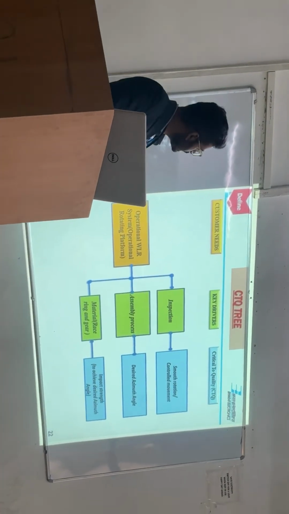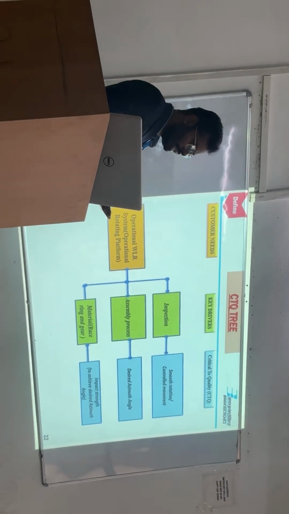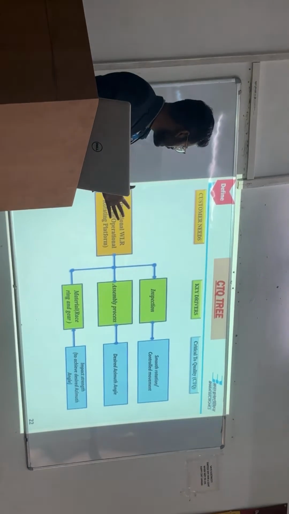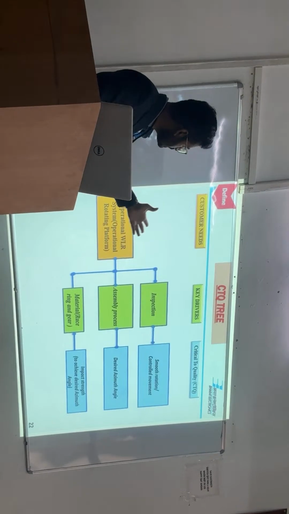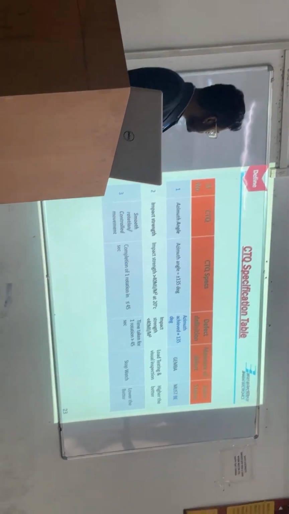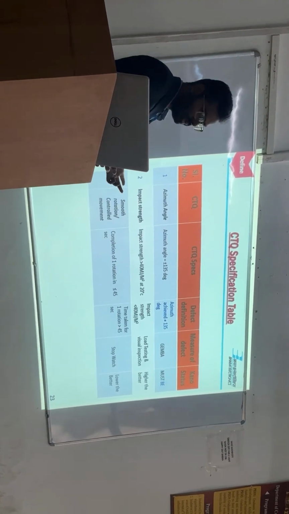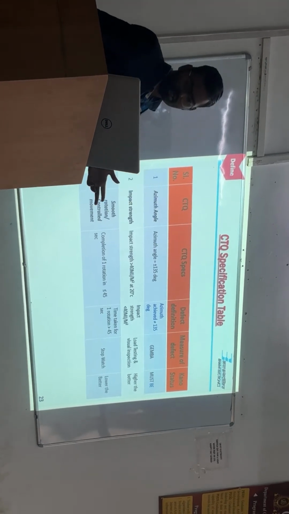Further, a CTQ tree has been drawn with the customer need being an operational WLR system, which has a prerequisite of an operational rotating platform assembly, and the key drivers are inspection, assembly process, and the material used for lifting and wear, and the CTQ parameters are shown. Further, a CTQ specification table has been drawn, where specs for each and every CTQ parameter have been identified, different definitions have been defined, and control status has been listed.